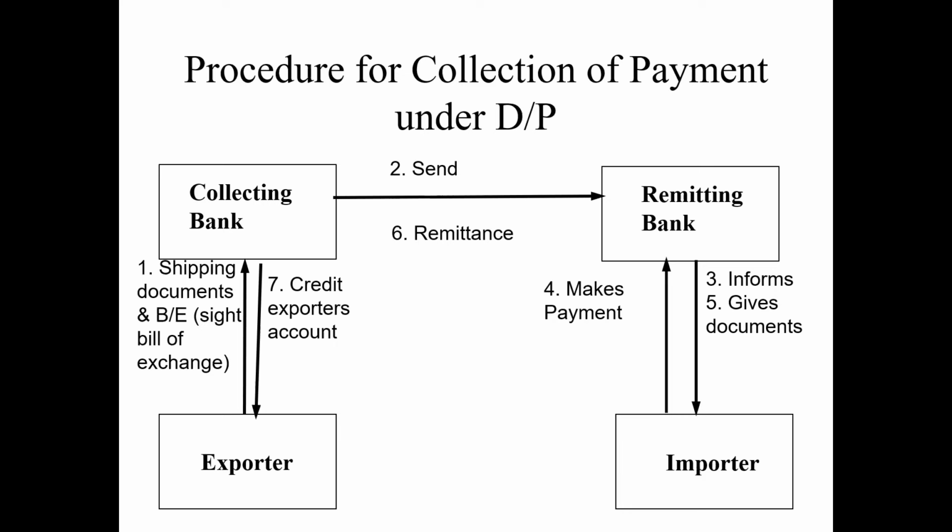In step 5, the bank gives all the documents to the importer. It is important to note here that documents are handed over to the importer only after he makes the payment, which is why this payment method is also known as document against payment. After receiving the payment from the importer, the remitting bank remits to the collecting bank, or the exporter's bank, as part of step 6. Finally, in step 7, the exporter receives the payment from the collecting bank.